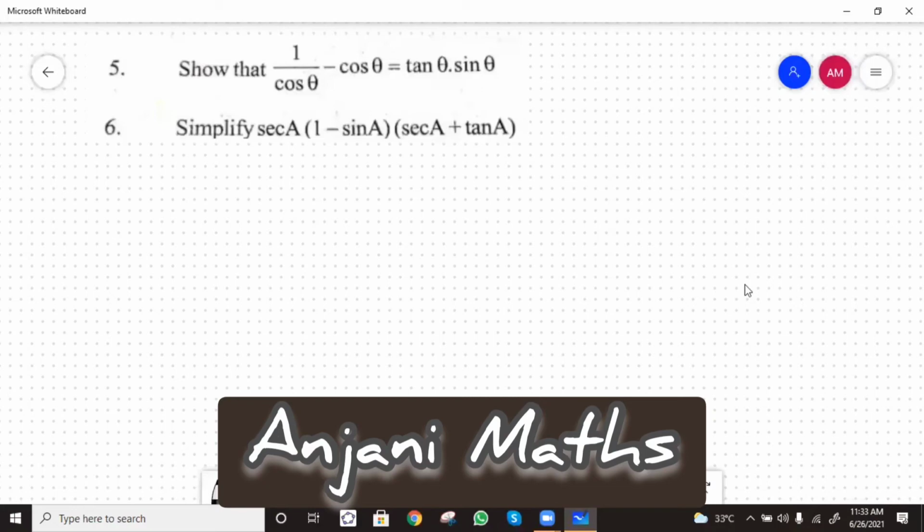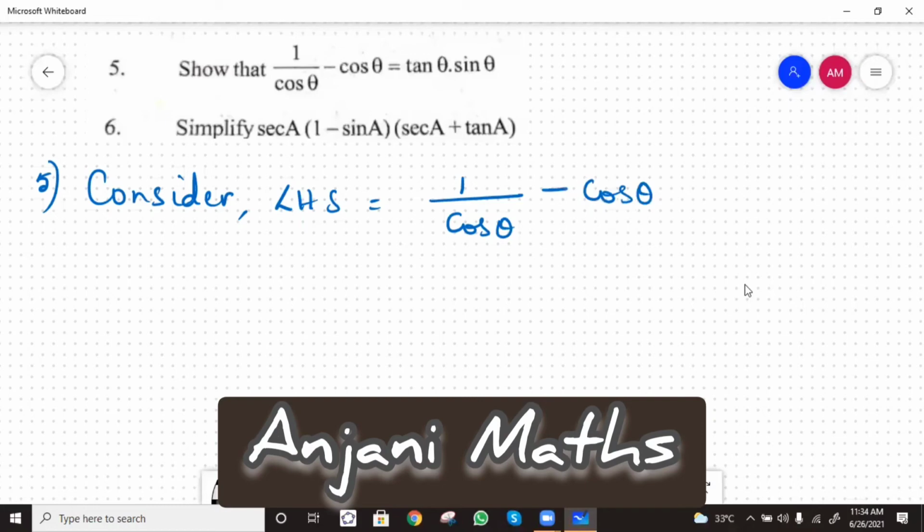Show that 1 by cos theta minus cos theta is equal to tan theta into sin theta. Let us solve the fifth problem. Show that. So let us take it as a right hand side. Consider left hand side. What we have in left hand side? 1 by cos theta minus cos theta. So consider this. So we have to write that as tan theta into sin theta.